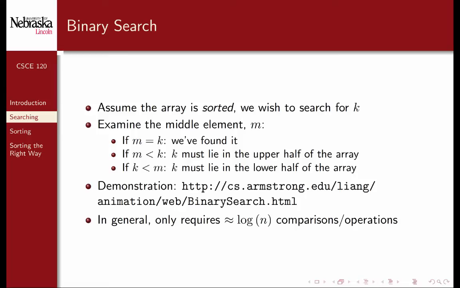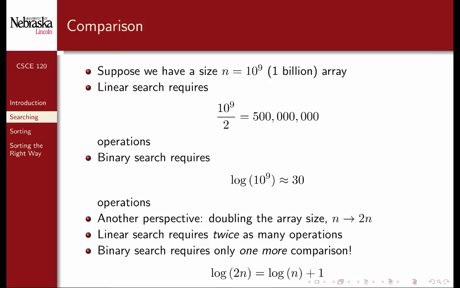Because we cut the array in half each time, it's a much quicker algorithm than linear search. In fact, in general, it only requires about a logarithmic number of comparisons or operations to find the element that you're looking for. However, the input array does need to be sorted. As an example, consider an array with 1 billion elements in it. A linear search would require on average about 500 million operations. However, binary search would only require about 30 operations. This is a huge speed up and improvement over linear search.